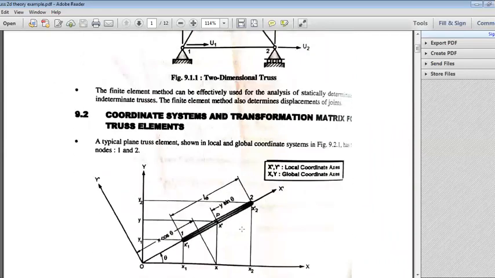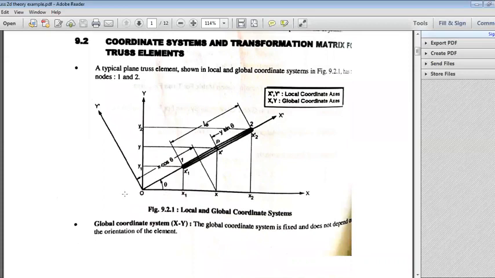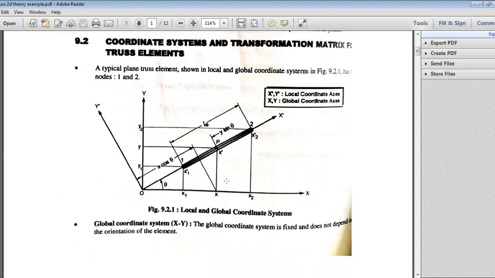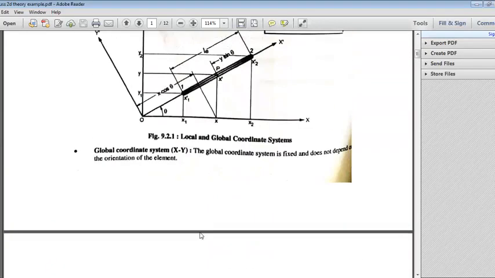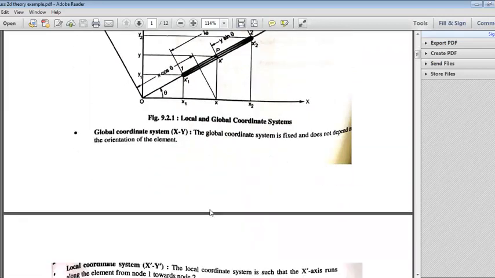Right? Coordinate system and matrix for truss element, right? So here you can see that the XY direction coordinate system is given. One element is there and the nodes are 1 and 2. Only one element, two nodes, right? So how you can consider all forces acting on particular nodes or the displacement of particular nodes.